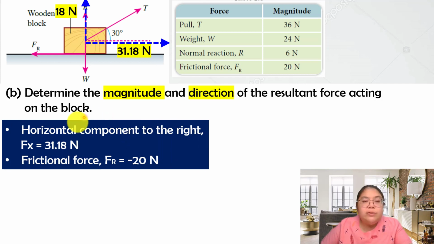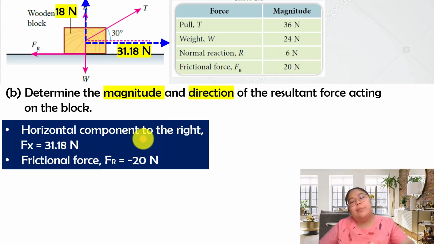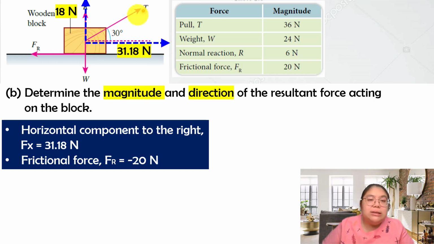For the horizontal part, we just separate into two parts only, horizontal and vertical. Because we already resolved T, the pulling force, into the vertical and horizontal components. So from here we see the horizontal component to the right is 31.18. To the left is the friction, negative 20 Newton. So finally we need to find out the last one.